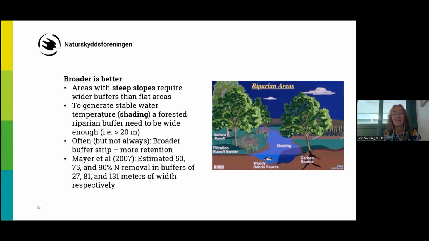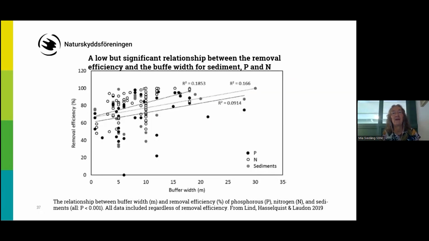They estimated how much nutrients could be removed from different kinds of buffer strips. They looked at 50 meters, 75 meters, and they looked at 27 meter broad strips, at 81 broad strips, and 131 broad strips. And they found that more and more nutrients were removed the broader the buffer strip was, which sounds quite obvious, doesn't it? And here you can see a figure of this.